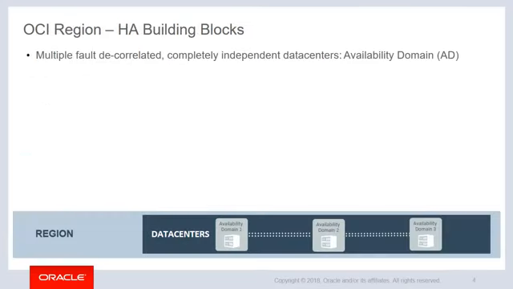A region is composed of multiple data centers called availability domains. A region has 3 availability domains. These are completely isolated from each other, fault tolerant, and unlikely to fail simultaneously or be impacted by failure of another availability domain.